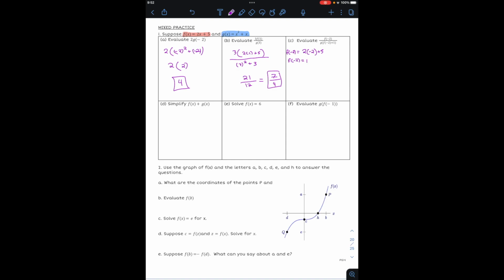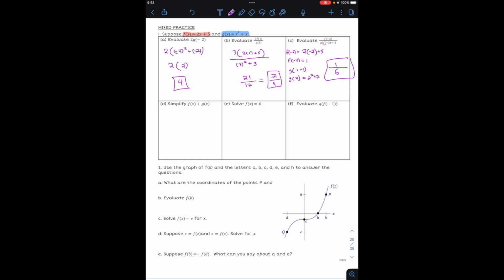Then we'll have 1 over g of f of negative 2. So g of f of negative 2, we said f of negative 2 was 1, plus 1. So we're going to take g of 2, which is going to be 2 squared plus 2, which is 4 plus 2, which is 6. So our final answer here is going to be 1 over 6.